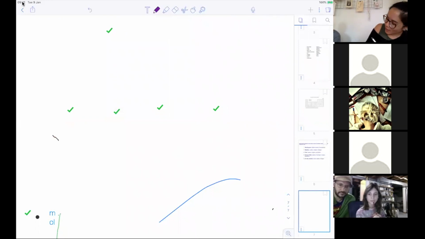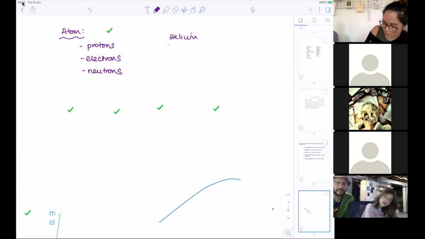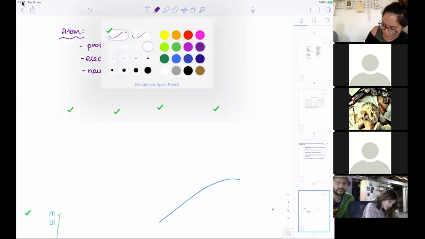Okay, so looking at the structure of an atom now, notice that atoms are made up of protons, electrons, and neutrons. We're going to take helium as the first atom that we're going to look at. So how are these protons, electrons, and neutrons arranged in an atom of helium?